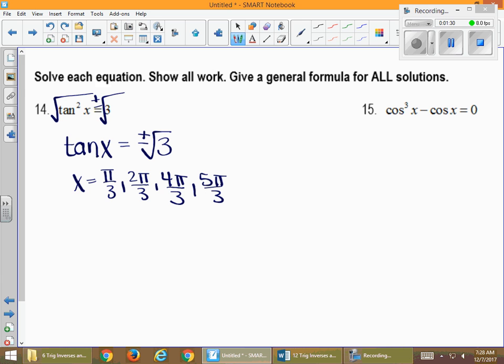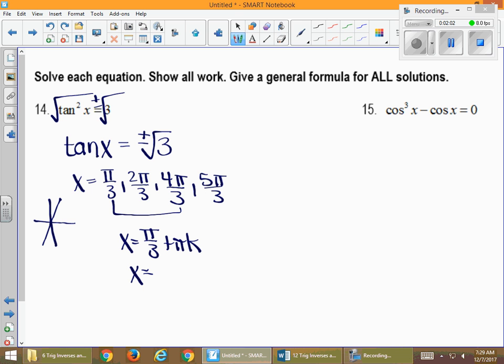Now to condense this situation a little bit, we can do our general formula for all solutions. We can group these that are pi apart. So pi over 3 and 4 pi over 3 are pi apart on your unit circle. And if you need to draw your diagram, I think that's helpful. So pi over 3 is here and 4 pi over 3 is here. So those two are pi apart. So if you write pi over 3 plus pi k, that takes care of both of those.